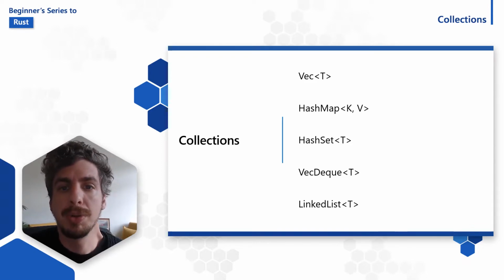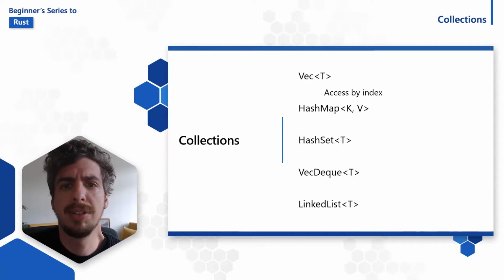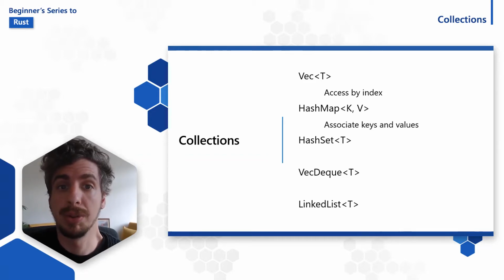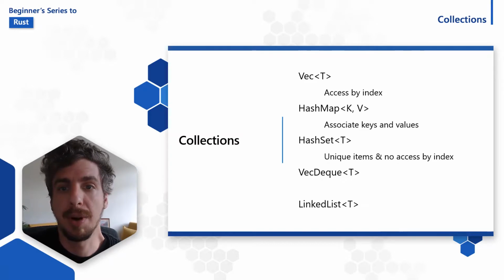So when should you use each of these collections? Vecs are the most common and allow for accessing all the elements efficiently by index. This is usually the default choice when you just need to store items together. Hash maps are best when needing to associate some keys and values. And hash sets are great when you need the extra constraint that all items in the collection must be unique, and you don't need to access items by an index.